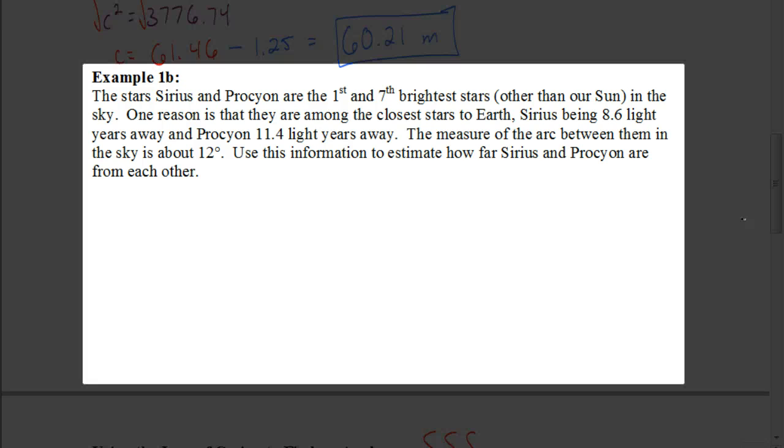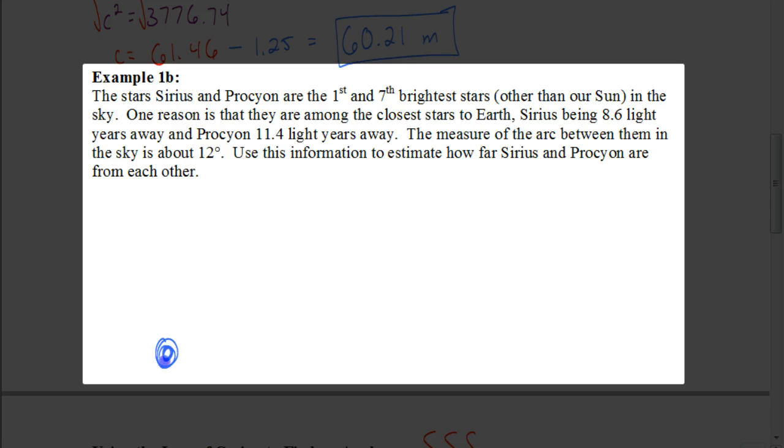Okay, I'm going to have you guys try this next example on your own, but I'm going to help you get it set up. It says the stars Sirius and Procyon are the first and seventh brightest stars, other than our sun, in the sky. One reason is that they are among the closest stars to the Earth. Sirius being 8.6 light years away and Procyon 11.4 light years away, the measure of the arc between them in the sky is about 12 degrees. Use this information to estimate how far Sirius and Procyon are from each other.